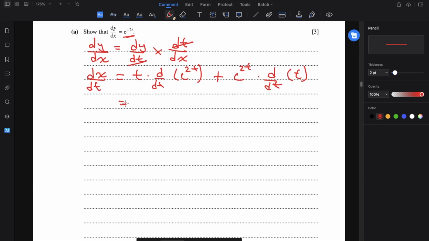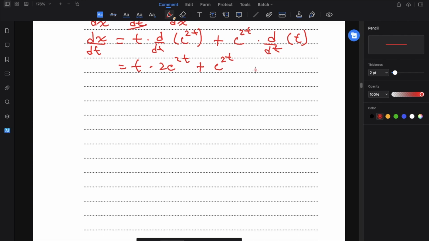So t is t as is. The differentiation of e to the power 2t is 2e to the power 2t. We don't touch the exponent while we differentiate or integrate. It's just that in integration, the exponent is divided, and in differentiation, we multiply the exponent. So since it's differentiation, we just multiply the 2 to e to the power 2t. And the second part is simply e to the power 2t, since the differentiation of t with respect to t is always 1. So 1 into e to the power 2t is e to the power 2t.